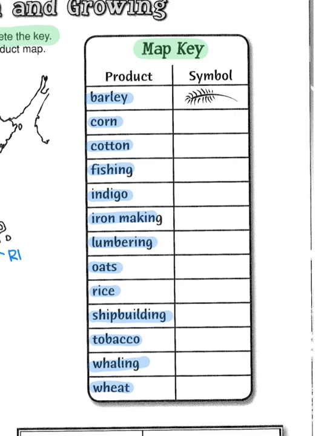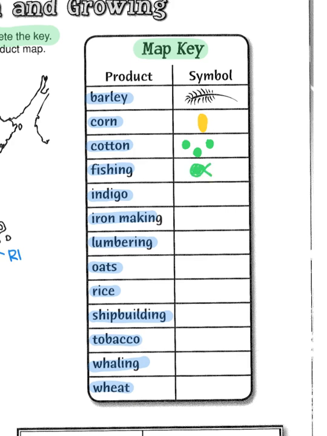Now, I would encourage you to choose simple symbols to represent each one of these resources. So for corn, I'm just going to put a little oblong circle. That kind of looks like corn to me. Notice it's not super detailed. For cotton, I'm just going to put maybe 3 circles for cotton. For fishing, I'm going to draw a simple fish.